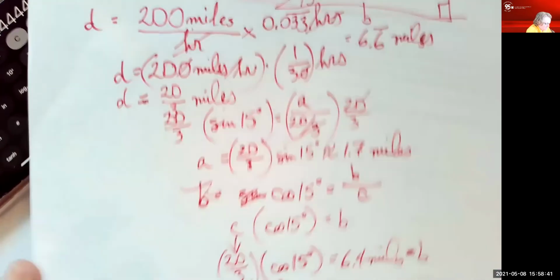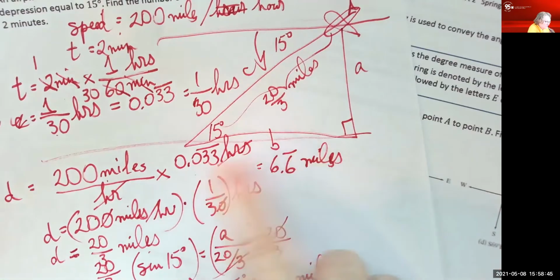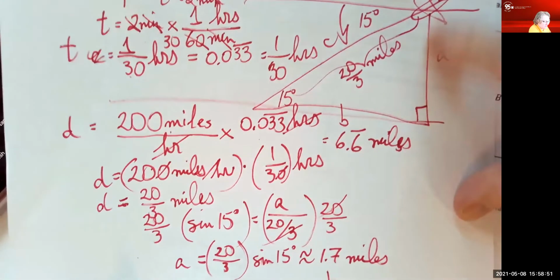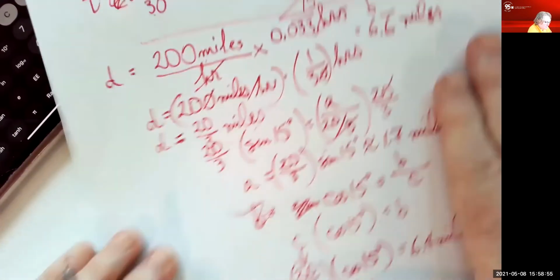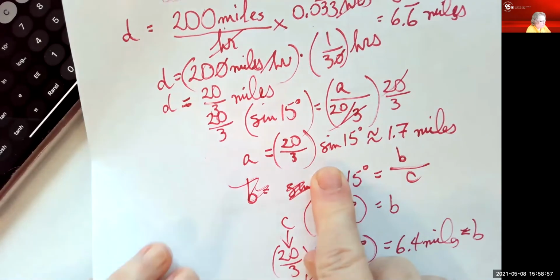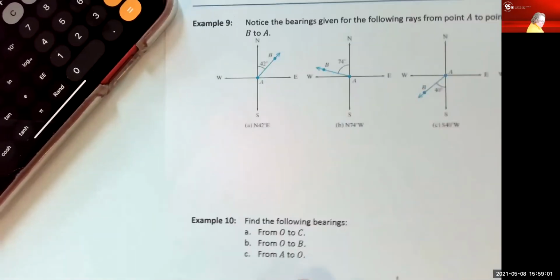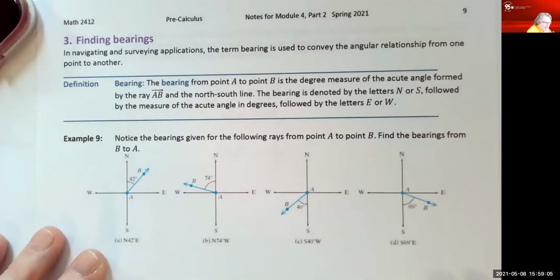Great. Oh, I do want you to attend to the fact that the horizontal component or part of this distance was found by multiplying by the cosine, and the vertical component or the vertical part of this distance was found by taking the sine. Bearings. That's the last thing we're doing today, so that's great.